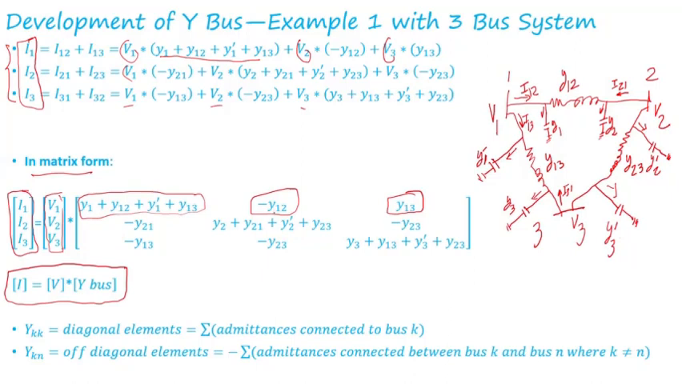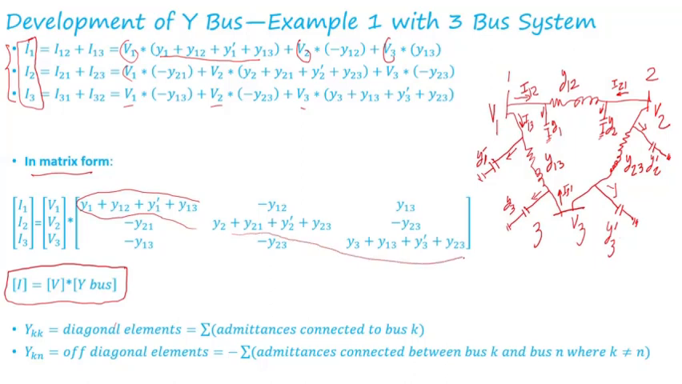If we look at this matrix, we can deduce its format from its diagonals. These are the diagonal elements of this matrix. The diagonals, if you notice, are equal to the sum of the admittances connected to bus K.